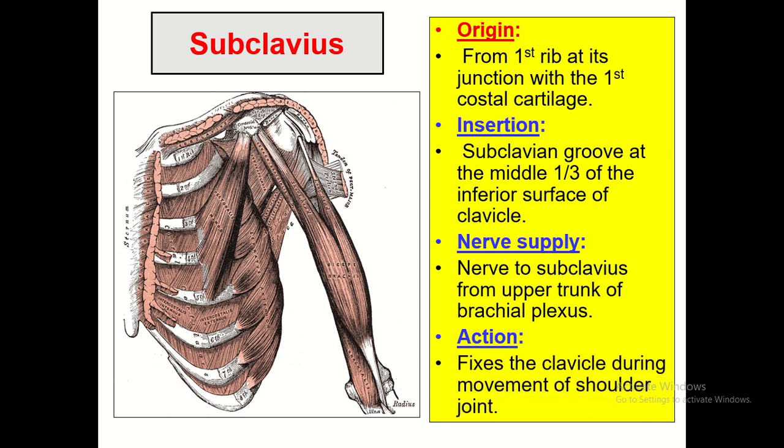The action: it fixes. So it's an important action. Remember, it attaches to the first rib. So during inspiration, we raise the ribs, right? There are muscles that are involved in inspiration. But as we are raising the ribs, we don't want these ribs to get into the neck. So the first rib has to be fixed, right? So what fixes the first rib? One of the muscles that fixes the first rib is the subclavius muscle. It fixes the first rib during inspiration.